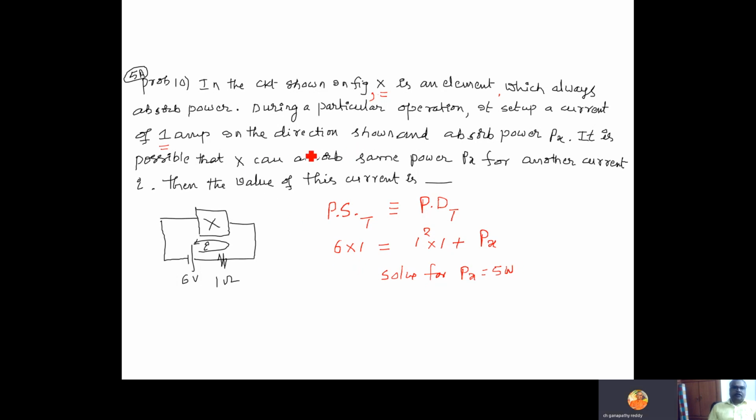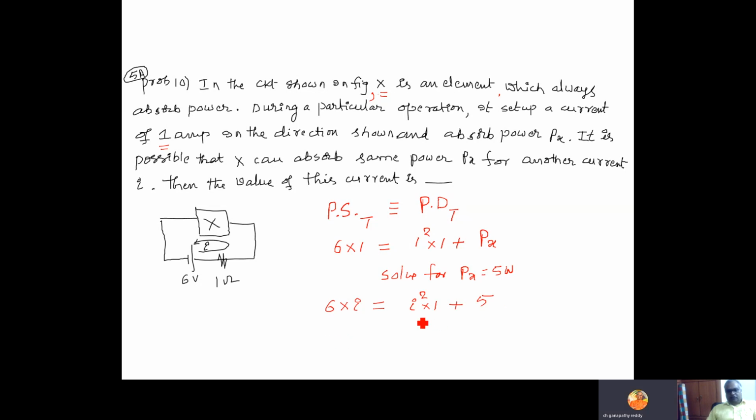Now the second case. It is possible that X can absorb the same power Px for another current. What is that other current? We don't know. So same principle: 6 into another current I is equal to I squared into 1, plus power. Again, as per the power law, this is supplying power of 6 into I, and here it is I squared R. In this, Px is the same power, 5.